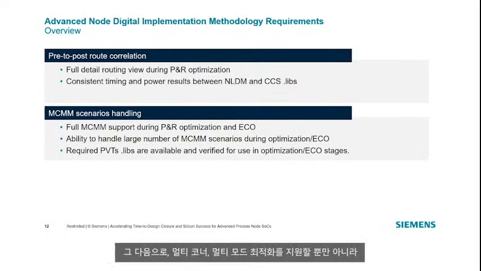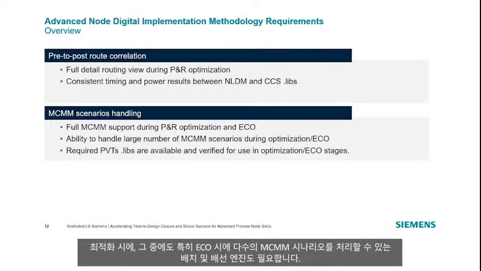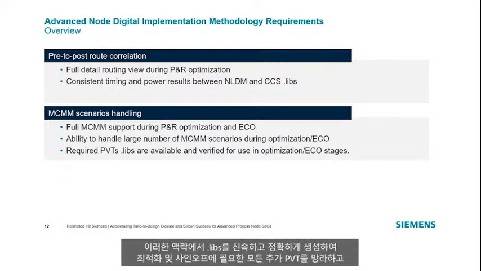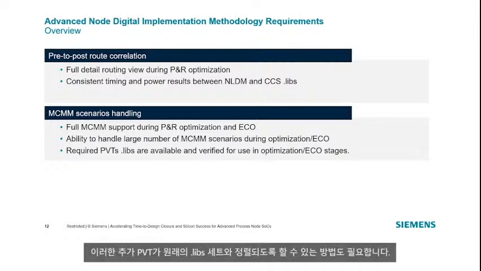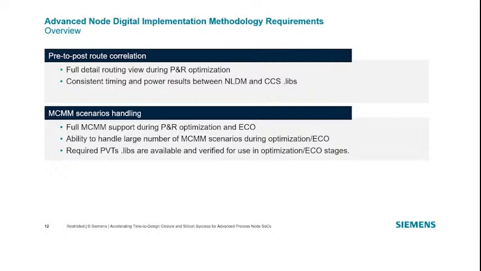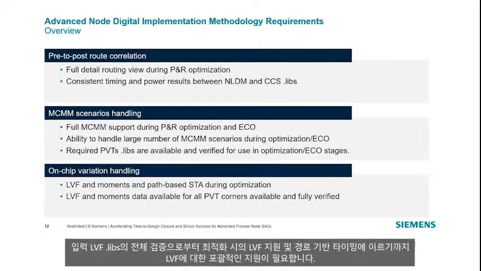Next, we also need a place and route engine that not only supports multi-corner multi-mode optimization, but is also able to handle a large number of MC/MM scenarios during optimization, and especially during ECOs. In that context, we also need a method to quickly and accurately produce .libs to cover all the additional PVTs required by optimization and sign-off, and make sure these additional PVTs are in alignment with the original set of .libs. Last but not least, we need comprehensive support for LVF all the way from full verification of the input LVF .libs to LVF support and path-based timing during optimization.